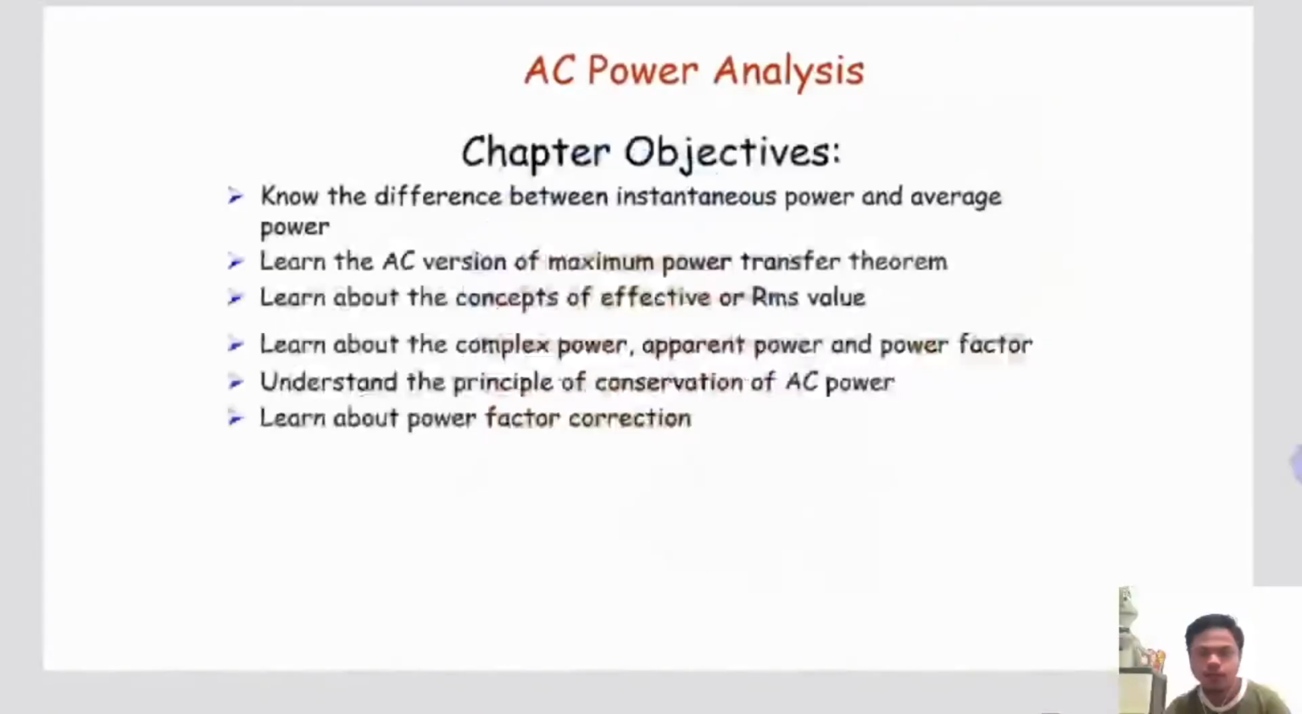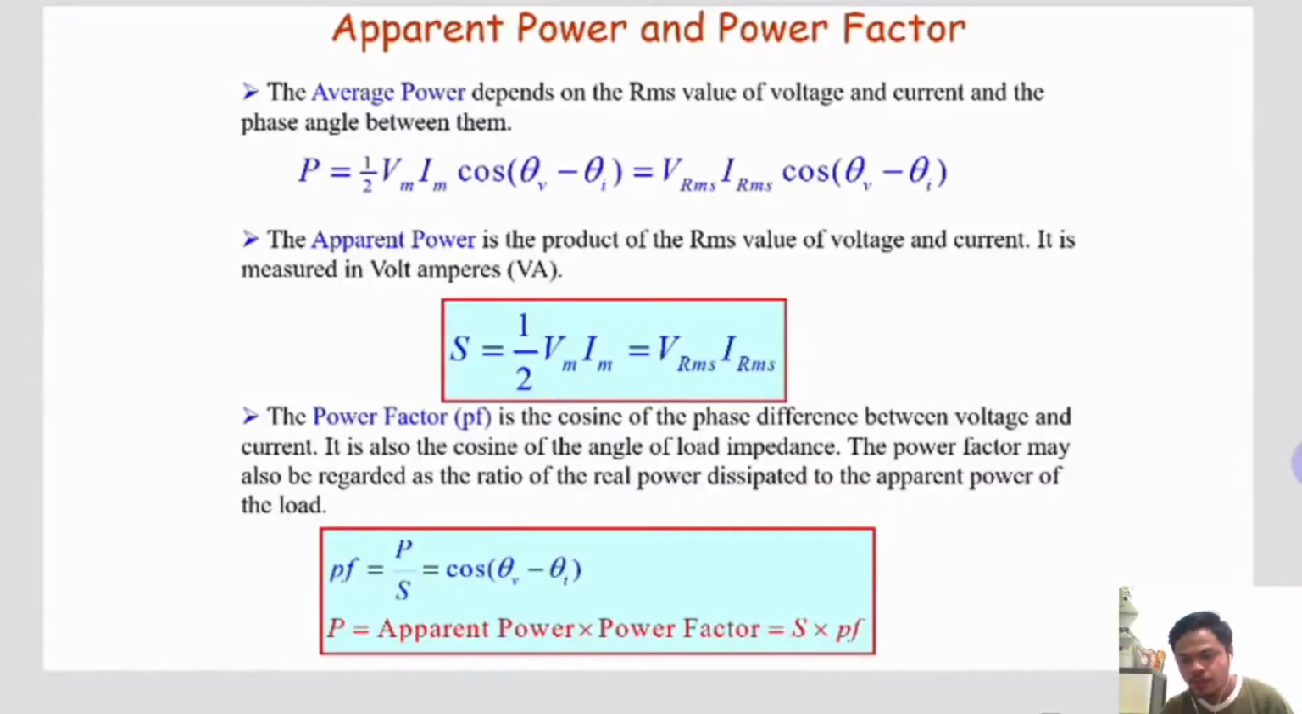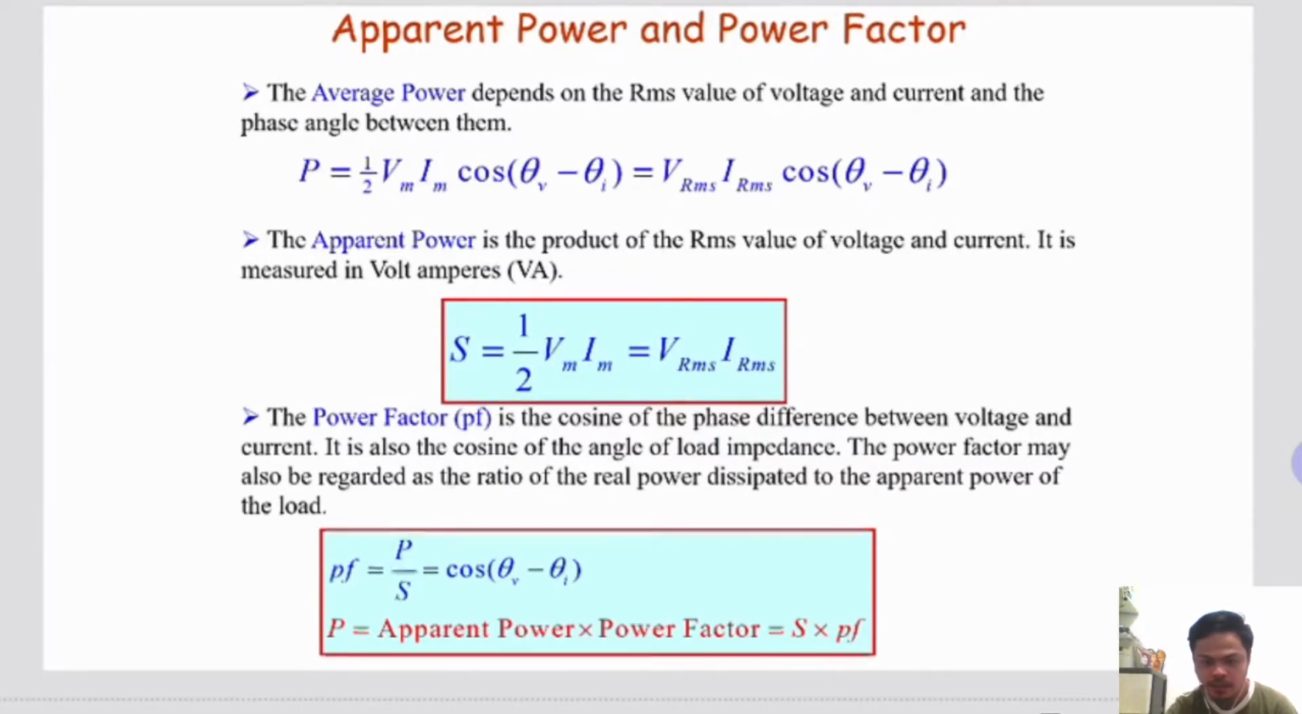Welcome to our second part of our lecture in AC power analysis. Today we're going to discuss complex power, apparent power, and power factor, the conservation of AC power, and power factor correction.